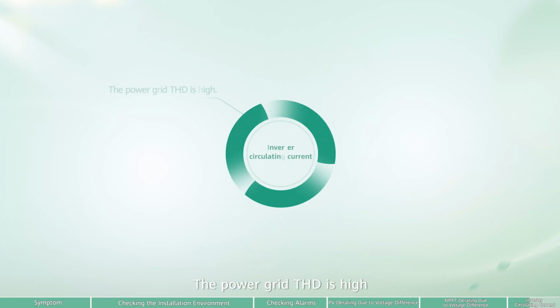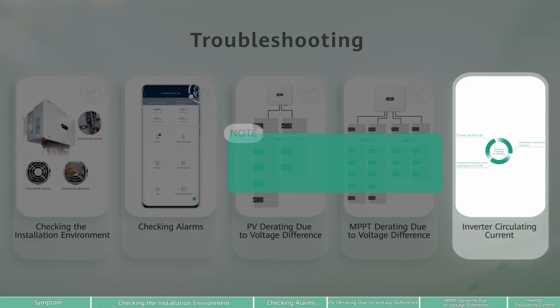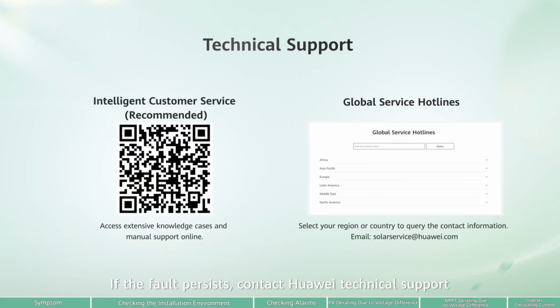The power grid THD is high, resulting in circulating current. As a result, the output power is derated. You can further determine the fault by measuring the harmonics of the power grid. If the fault persists, contact Huawei technical support.